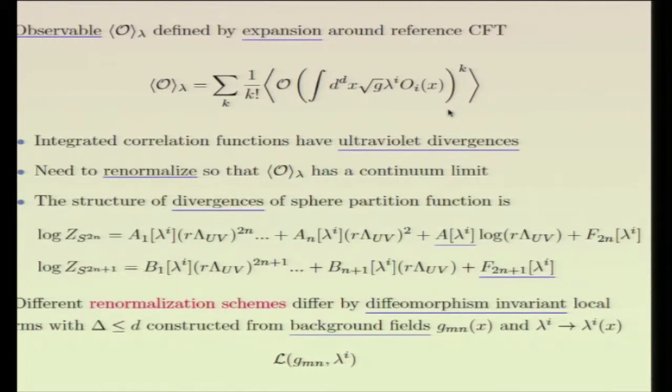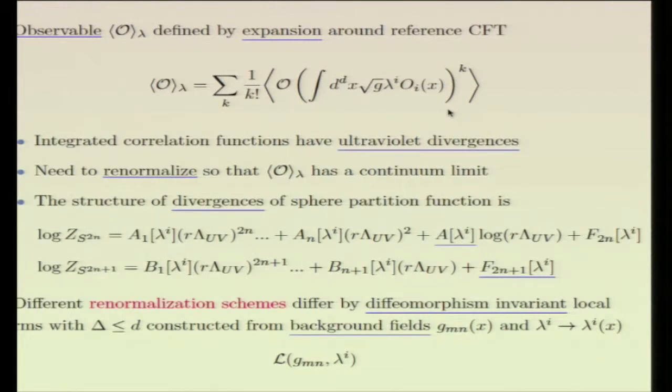There is a very important difference between even and odd dimensions. So in even dimensions, you get power law divergences that depend on the cutoff with even powers of the cutoff. Then you have the famous logarithmic divergence, and you can have a finite piece. While in odd dimensions, you can have power law divergences that depend on the cutoff with odd powers of the cutoff, and then there is famously not a log, but you can have a finite contribution. Okay? So in order to give a finite observable, we have to renormalize the partition function in some particular way.